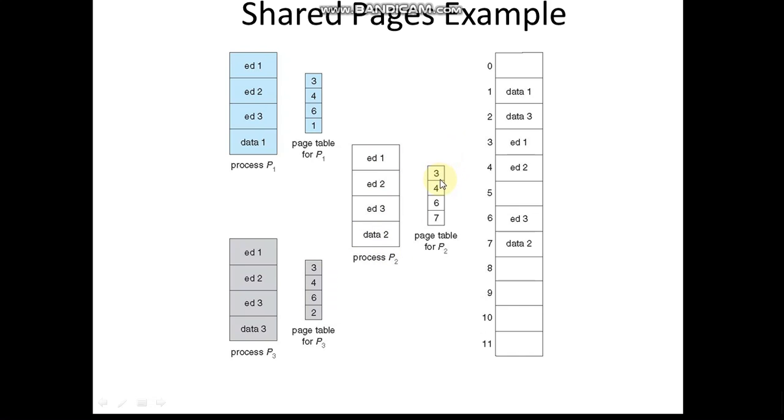The same frame numbers are filled in the page table as well. So editor 1, editor 2, editor 3 are stored at frame numbers 3, 4, 6, which are accessible by all three processes, whereas the private data are stored in different frames. This is how shared pages can be used by a different number of processes.